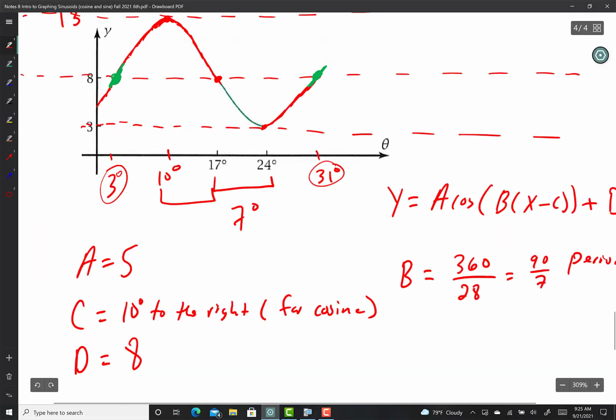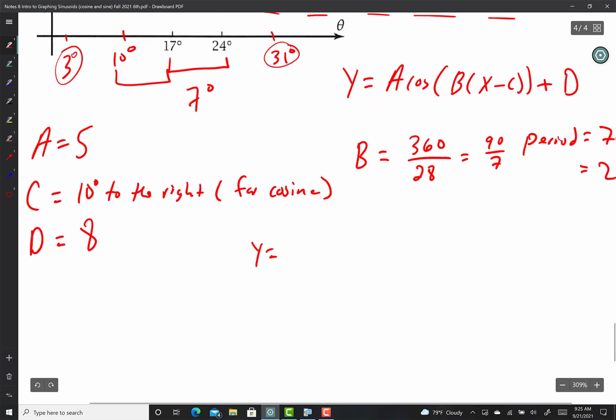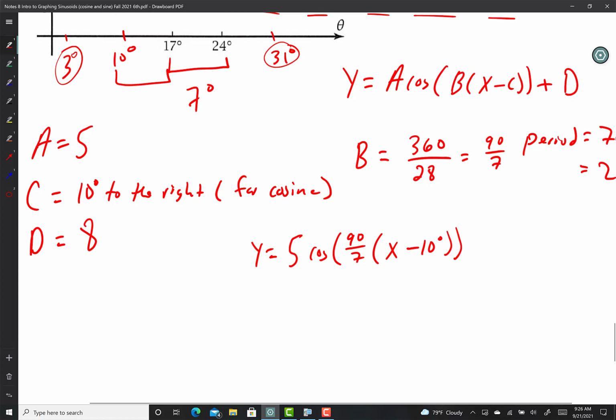90 over 7. So here's my equation in terms of cosine. So y equals 5 cosine, open parenthesis, 90 over 7, open again, x minus 10 degrees, close, close. If you forget the degree symbol, no big deal. Plus 8. Now catch up, and then we'll talk about how it would look in terms of sine. It's going to be simple, guys, don't worry.